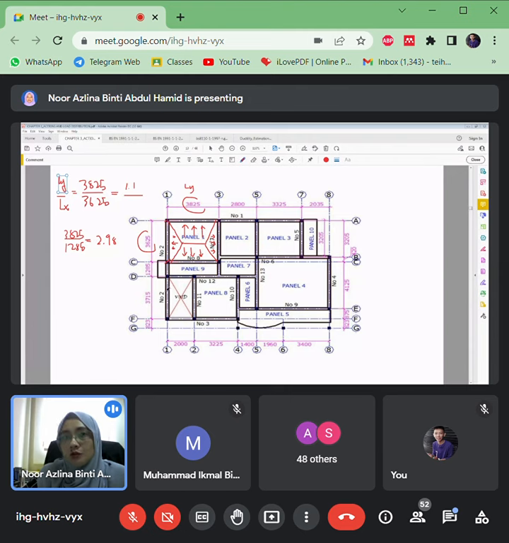How to do the analysis? Okay, so this is the longest span, right? So make a crack line here. So this is how the load transfers. Half of it will transfer to this beam, and another half will transfer to this beam. Okay, so same goes for the other slabs. You need to do it by yourself.